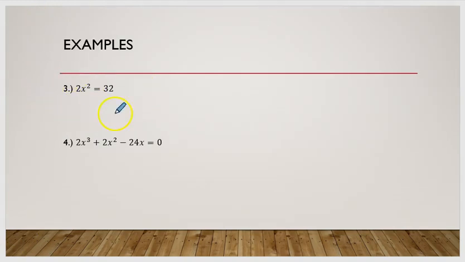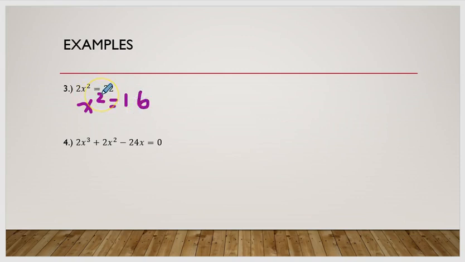So for our first example, this one actually matches what I was describing in the first bullet. I have an x squared term and I have a constant term, but I don't see an x to the first power anywhere in this equation. So what you can do for this is get the x squared by itself on one side. So I'm going to divide both sides by 2 in this case.